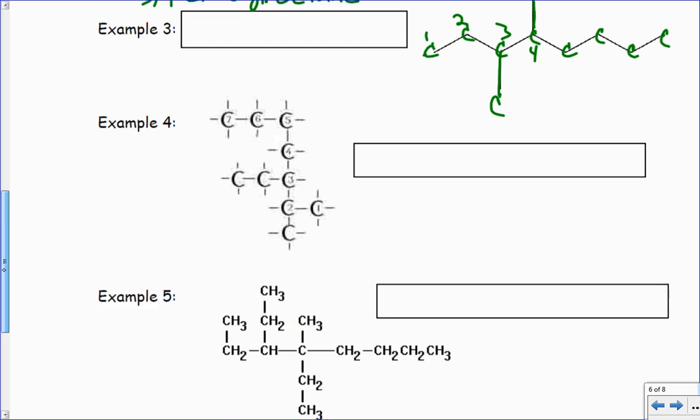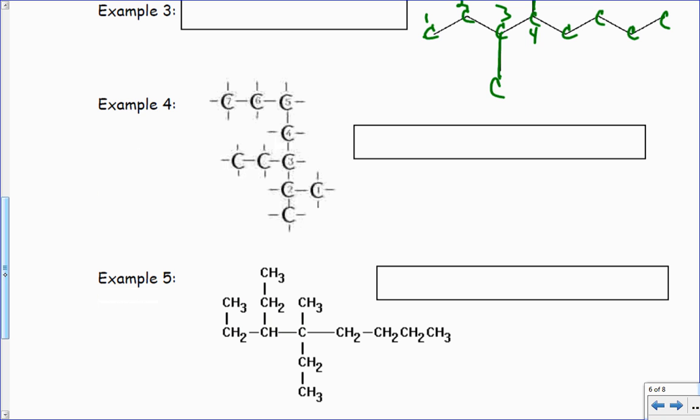Okay? Well, these look complicated. I'm going to give you number 4 to do because the chain is there for you. 1, 2, 3, 4, 5, 6, 7 is the longest chain I can make.